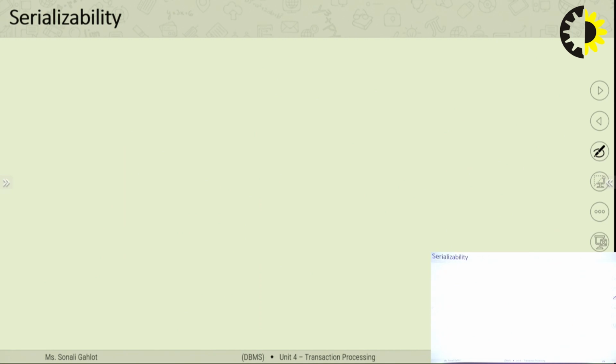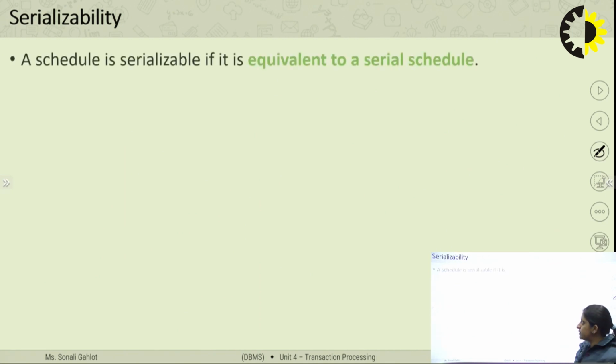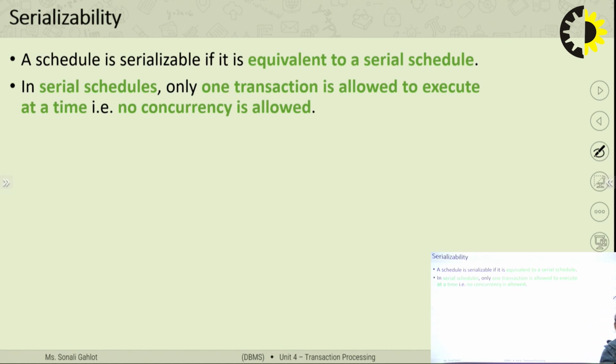Now the next point is what is serializability. A schedule is serializable if it is equivalent to a serial schedule. Whatever schedule we have, if we get a result equivalent to the serial schedule, then we can say that the given schedule is serializable.